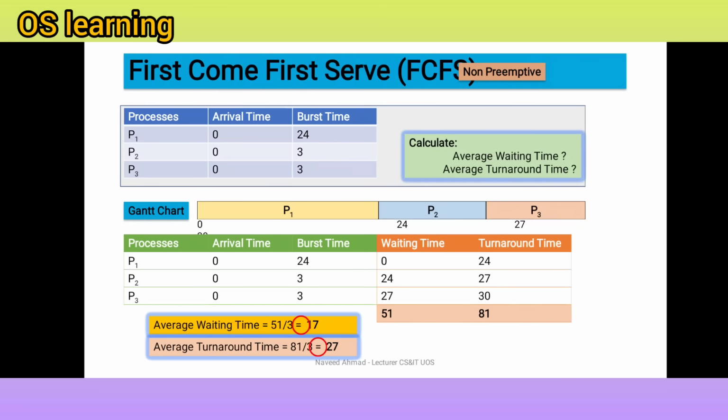Let's add all these. After that we have the turnaround time. In turnaround time we have 24 for process 1, 27 for process 2, and 30 for process 3. After adding these up, the total waiting time is 51, and dividing by the number of processes, 3, the average waiting time equals 17. The total turnaround time is 81, and dividing by 3, the average turnaround time equals 27.